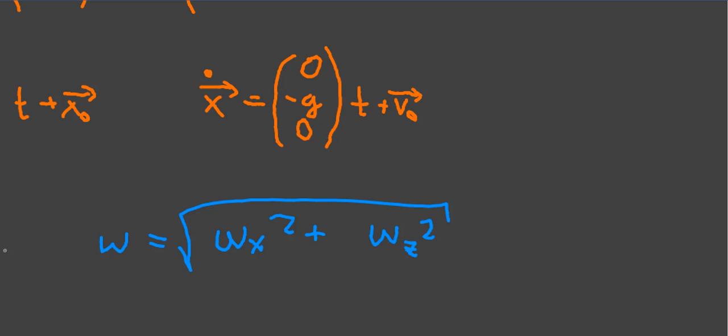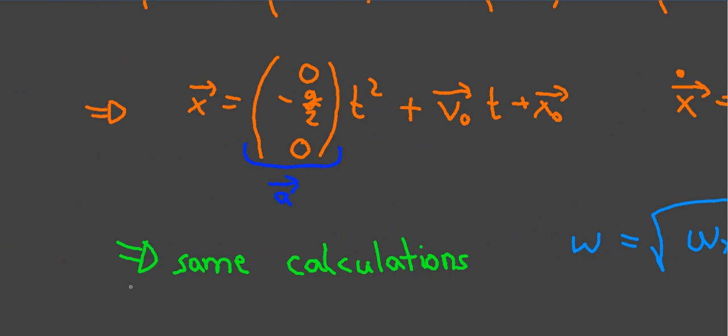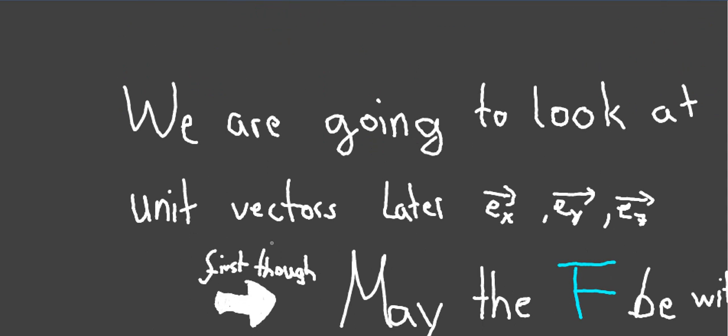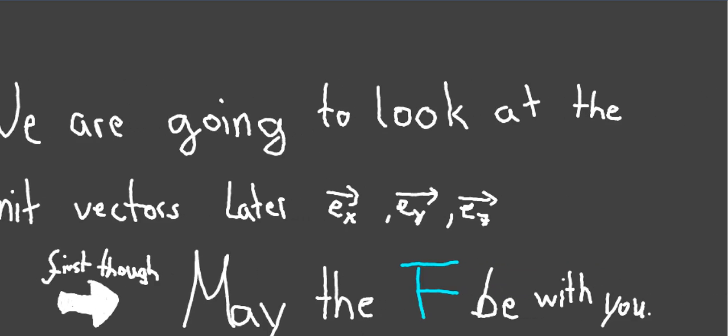So how do we get that? We simply take exactly the same calculations and use them for our width in the x direction, and then for our width in the z direction, and we get our total width by this simple formula, which is just Pythagoras. So basically we have the same calculations. In a later video we are going to look at the unit vectors ex, ey and ez, how they work and how multiplying them has a special result. But first we want to talk about forces, so may the force be with you.